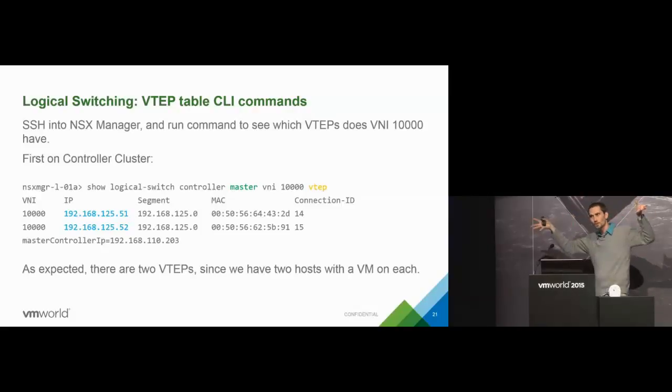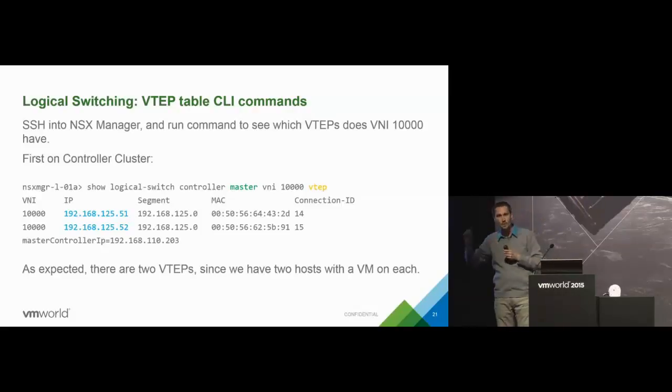So the first command is to look at what we have on the controllers. Because we had two hosts, we expect to see that the controller VTEP table for VNI 10,000 will have two VTEPs. So we run the command show logical-switch controller master. The word master means: figure out which of the three controllers is responsible for VNI 10,000 automatically and query it, instead of me figuring out which one and giving the IP address. Very useful. Then ask about what? VTEP. So go and query the master controller for VNI 10,000 and show me the VTEP table. That's what this command means.